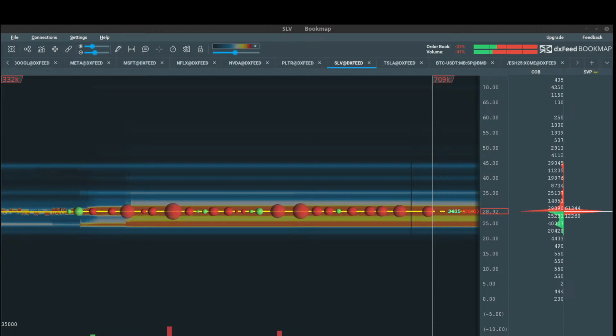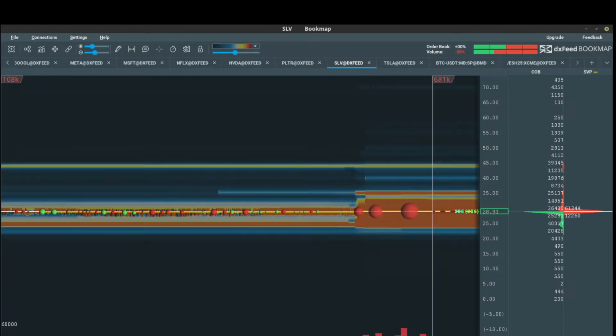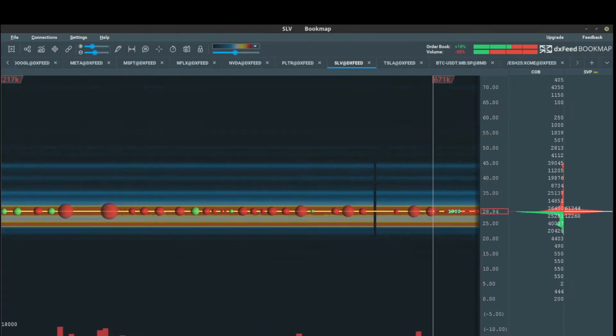So we've got SLV on screen, pretty flat today overall, down about 1%, but you can see just the tape here, pretty flat over the last 20 minutes. Let's zoom out just a little bit. Yeah, pretty flat overall on SLV here.